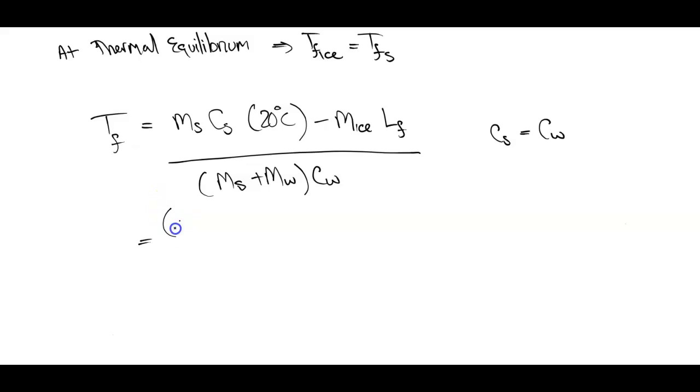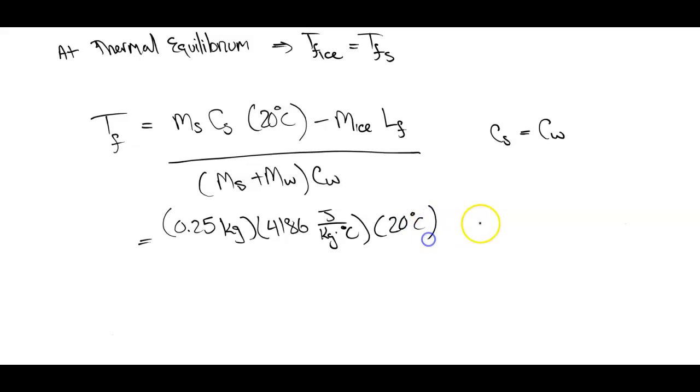So now we can plug in what we know, 0.25 for the soda. Specific heat for water is 4186 joules per kilogram degrees Celsius, times 20 degrees Celsius, minus, we have 3 cubes each at 6 grams, so 0.006 kilogram. That's the mass of the 3 cubes of ice.